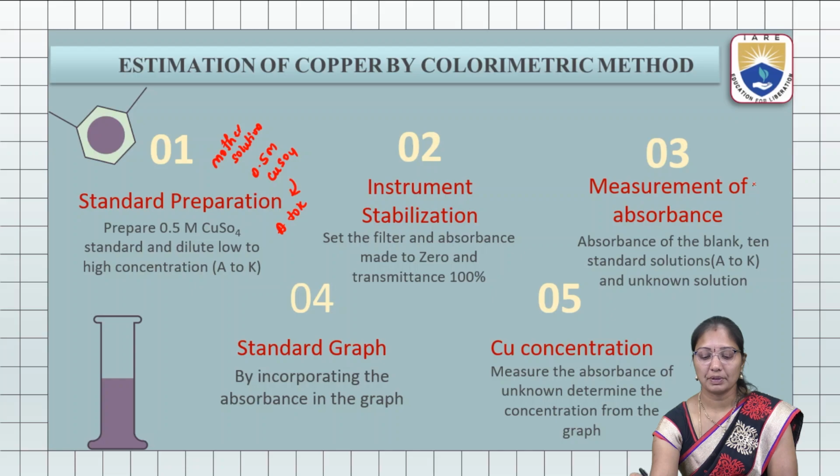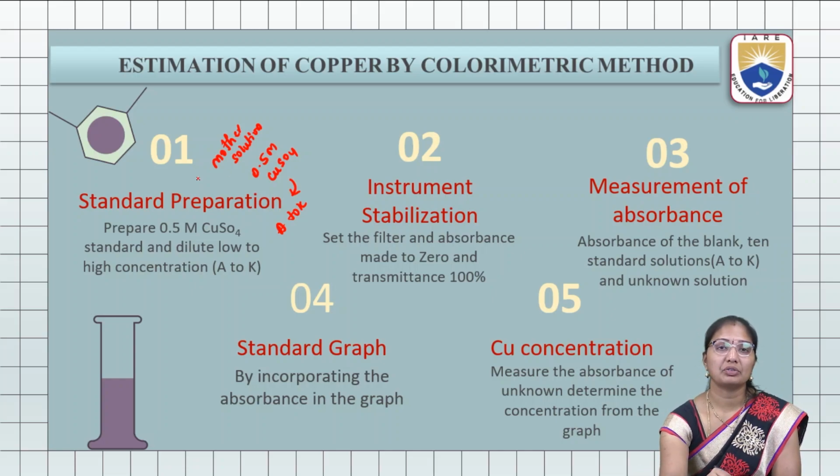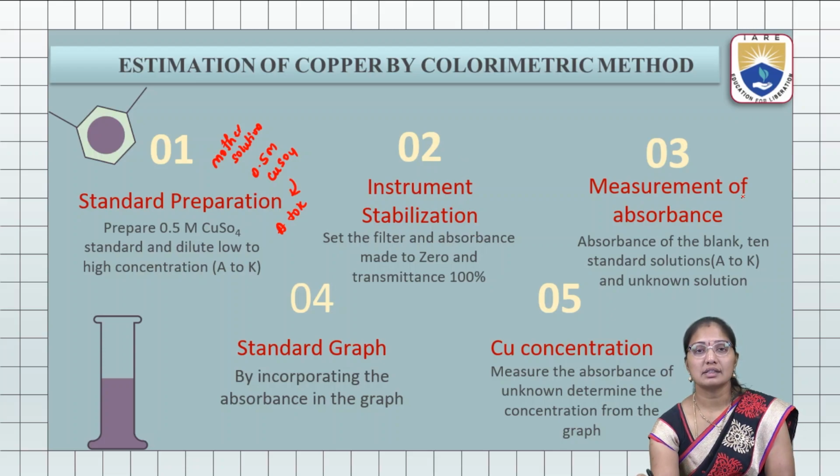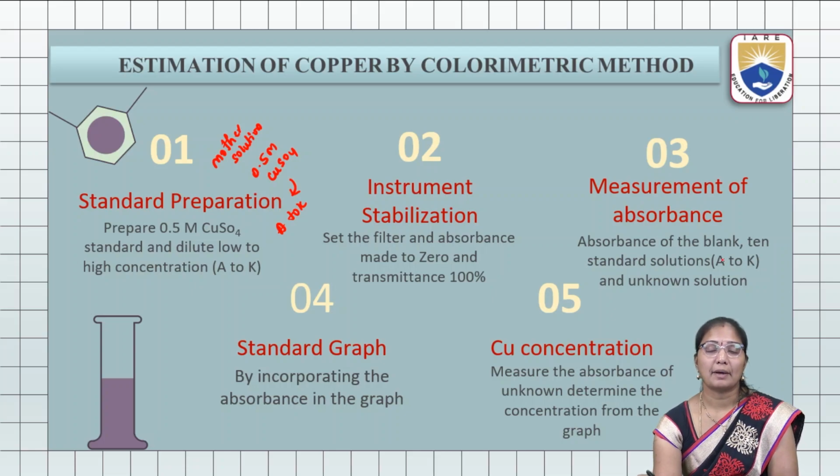And the third step here: the first step is preparation of standards and diluted standards, the second step is instrument stabilization, and the third step is measurement of absorbance. So, here we are going to measure the absorbance using the instrument. First, the absorbance of the blank. The blank is nothing but distilled water.